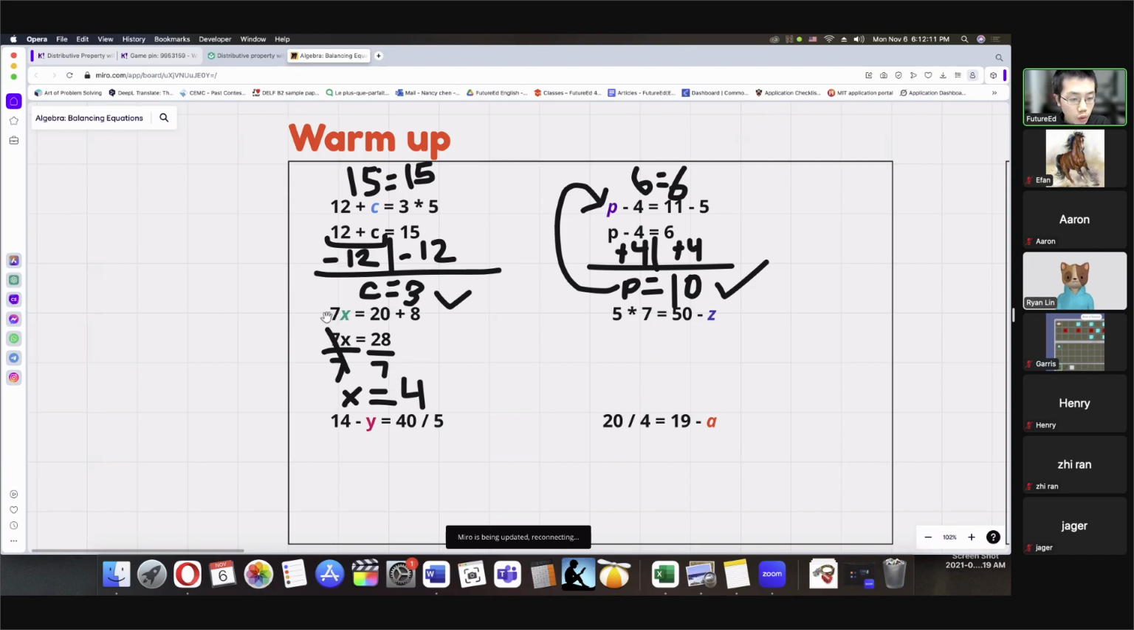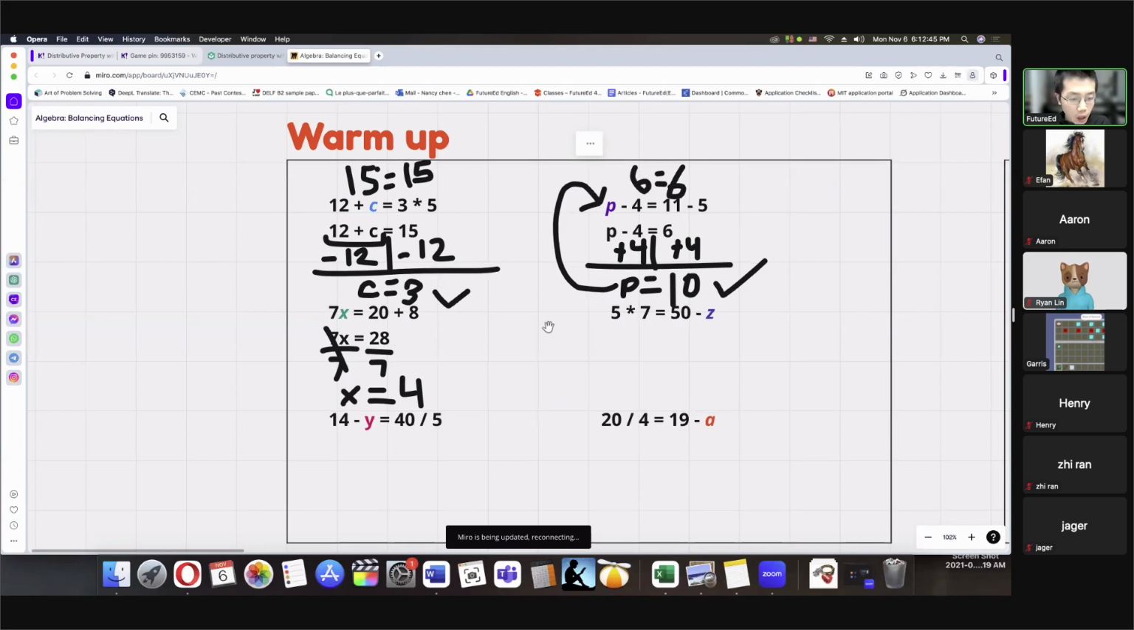Okay, Garrus, I'll trouble you to verify this once again. So if we bring x back into 7x equals 20 plus 8, can you confirm for me that this equation is true? Yeah, I can confirm. Okay, so 7 times 4 is what? 7 times 4 is 28. Perfect. And what is 20 plus 8? 20 plus 8 is 28. So we have 28 on both sides, which means our answer is correct.